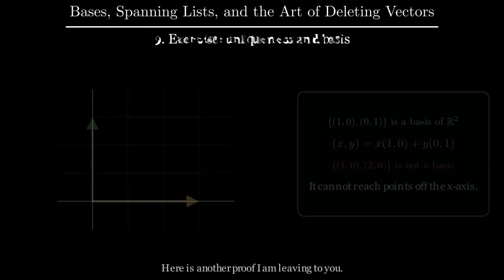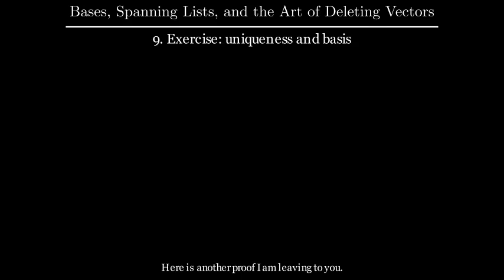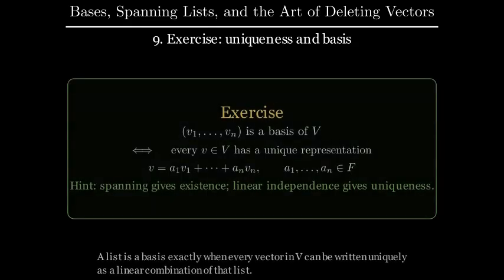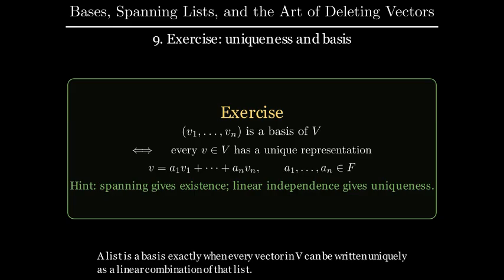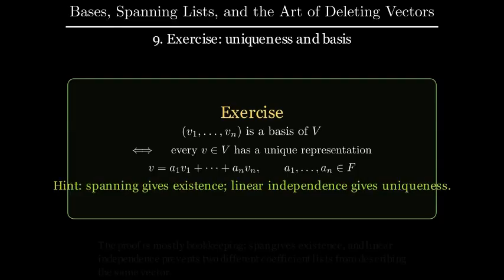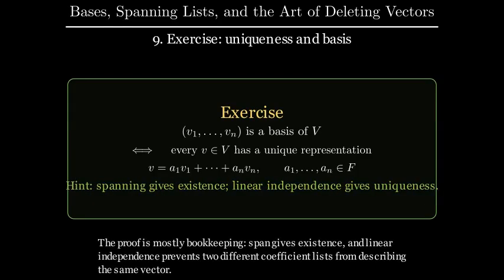Here is another proof I am leaving to you. A list is a basis exactly when every vector in V can be written uniquely as a linear combination of that list. The proof is mostly bookkeeping. Span gives existence, and linear independence prevents two different coefficient lists from describing the same vector.